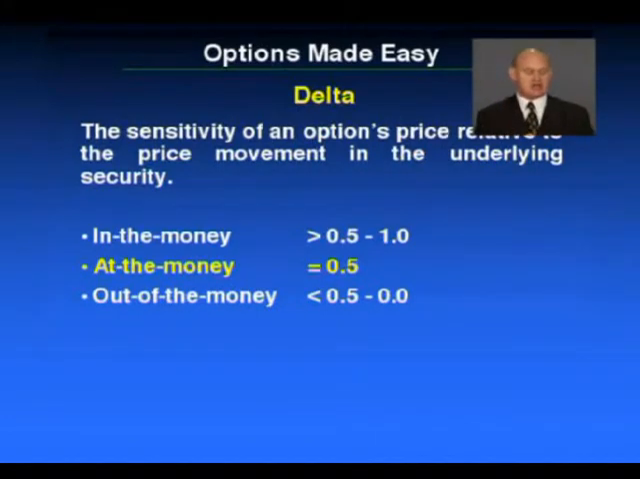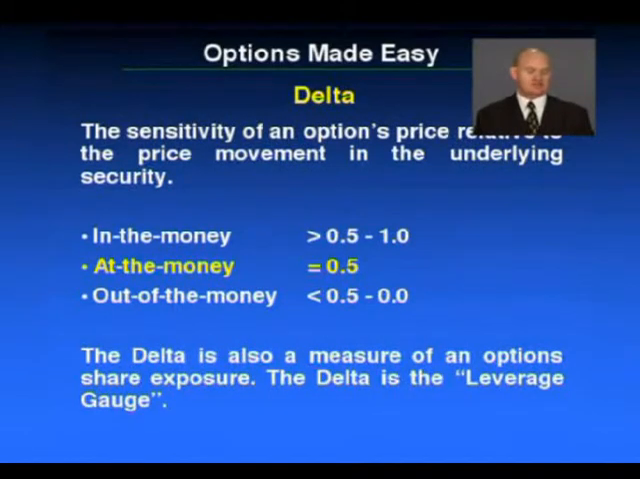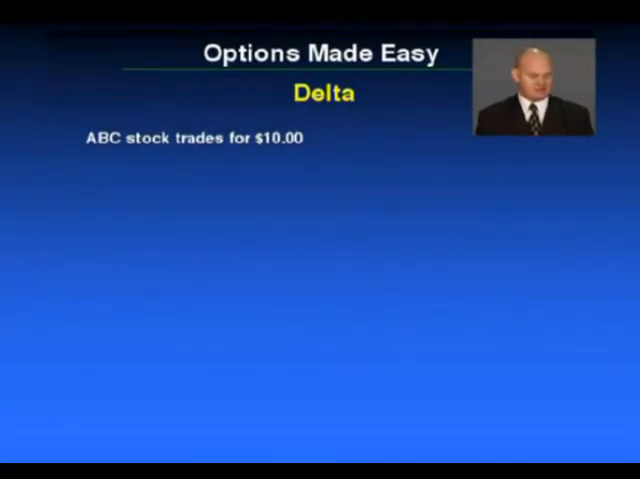And you can see here that an in-the-money option has a delta greater than 0.5 up to 1. An out-of-the-money option has a delta less than 0.5 down to 0. So the scale for a delta is between 0 and 1. The delta also is a measure of an option share exposure, and the delta is also the leverage gauge. Another example will just make it clear.